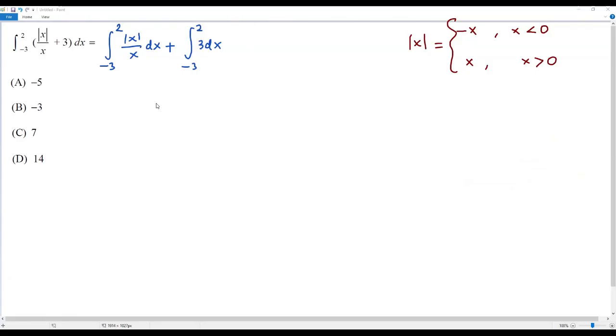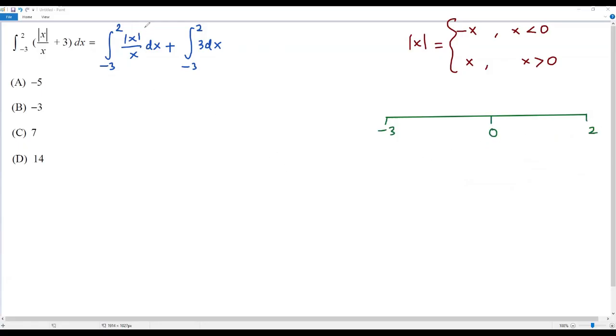Now I am going to consider the lower limit and upper limit of this integral. Let me mark these two values on the number line. Let me draw a number line. On the left extreme I am taking negative 3, on the right extreme I am taking 2, and in between them I have 0.